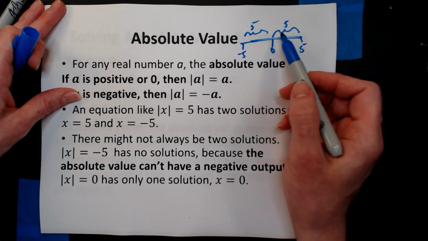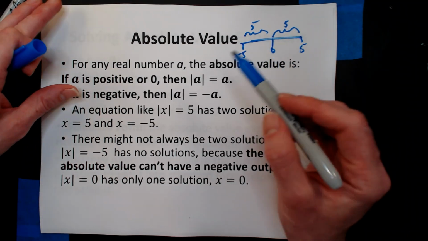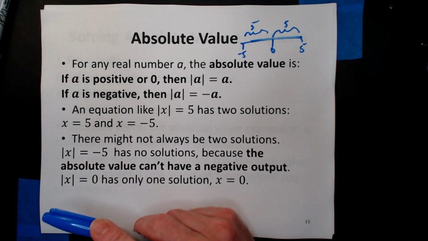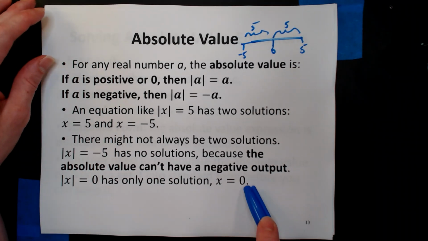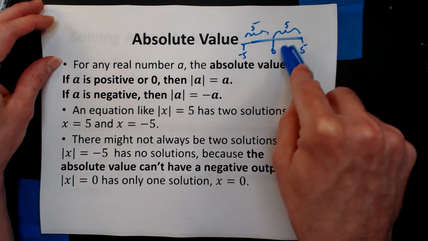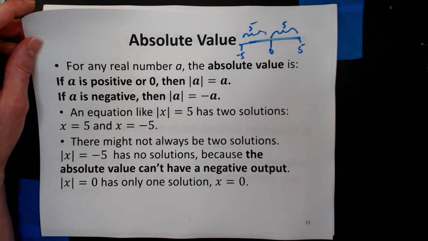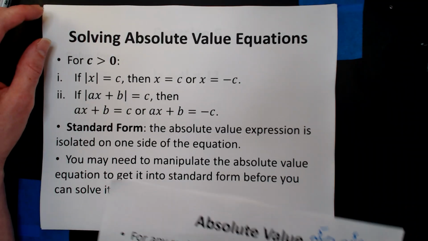Now, distance can never be negative. That doesn't make any sense, kind of like negative area or negative volume. The only time it can have one answer in our number line situation is when the absolute value is 0, and 0 is 0 distance away from 0. So distance is the easiest way to think about it.